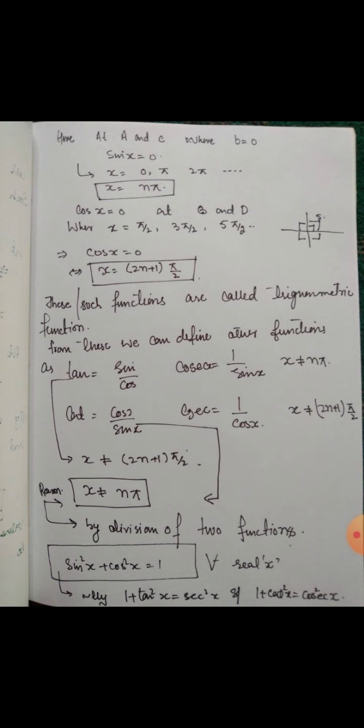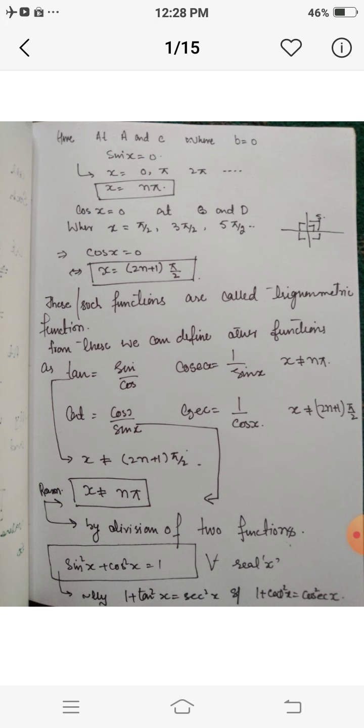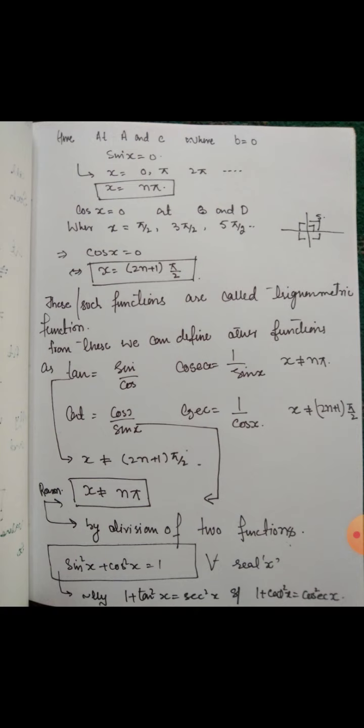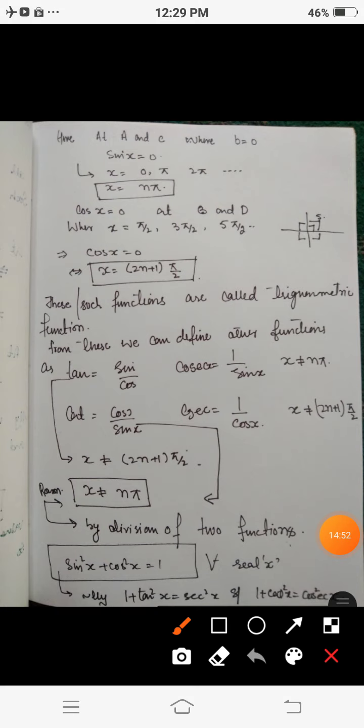You know that sin square x plus cos square x is 1 for each and every real x. Similarly, you can define 1 plus tan square x equals sec square x, and 1 plus cot square x equals cosec square x. In 10th, you studied 1 plus tan square x equals sec square x only when x is an acute angle. Here, the domain of this tan function is all reals except (2n plus 1) pi by 2. So this means that 1 plus tan square x equals sec square x is valid for all such points except (2n plus 1) pi by 2.